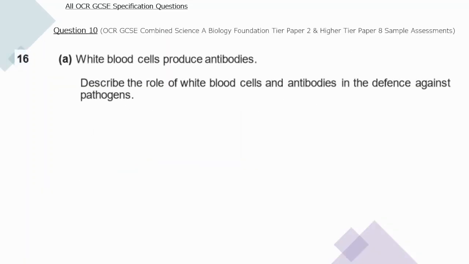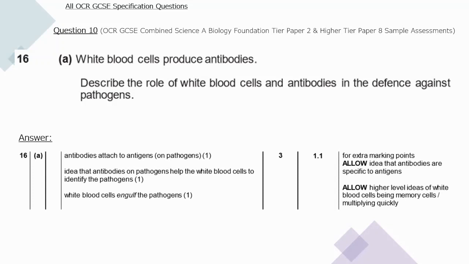Question 10. White blood cells produce antibodies. Describe the role of white blood cells and antibodies in the defence against pathogens. So we know that pathogens have antigens on their surface, which antibodies attach to. The antigens also help the white blood cell to identify the pathogen as invading and produce antibodies to kill it. And then white blood cells also engulf the pathogen. And we can see our answers there.